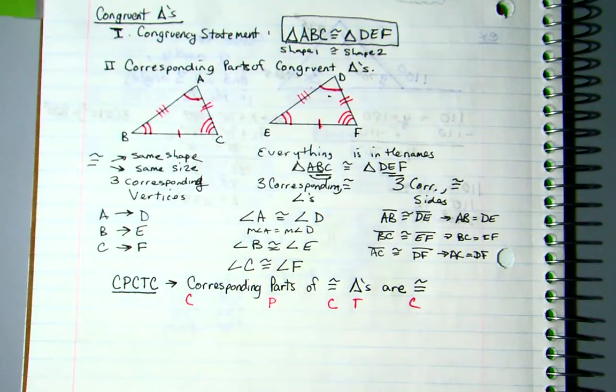So that's kind of an overview of what corresponding triangles are. What we're going to do with it is we're going to kind of take this one step farther and kind of take a look at some examples.